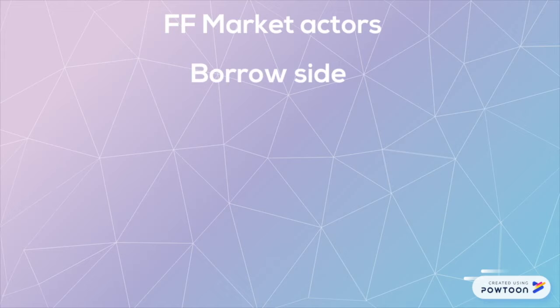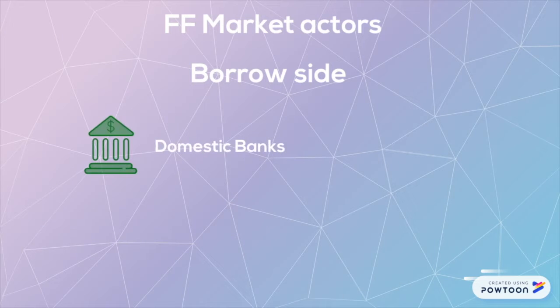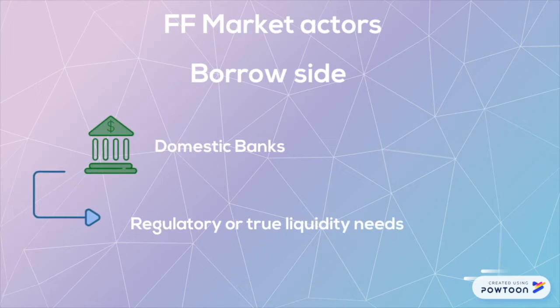In the borrowing side, historically, we have seen a prevalence of foreign banks attracted by the IOER-FF arbitrage, since they are not subjected to fees nor to Fed leverage ratio requirements. However, since the IOER-FF spread has narrowed, foreign banks are decreasing their borrowing activities, giving space to domestic banks willing to borrow for regulatory or true liquidity needs.